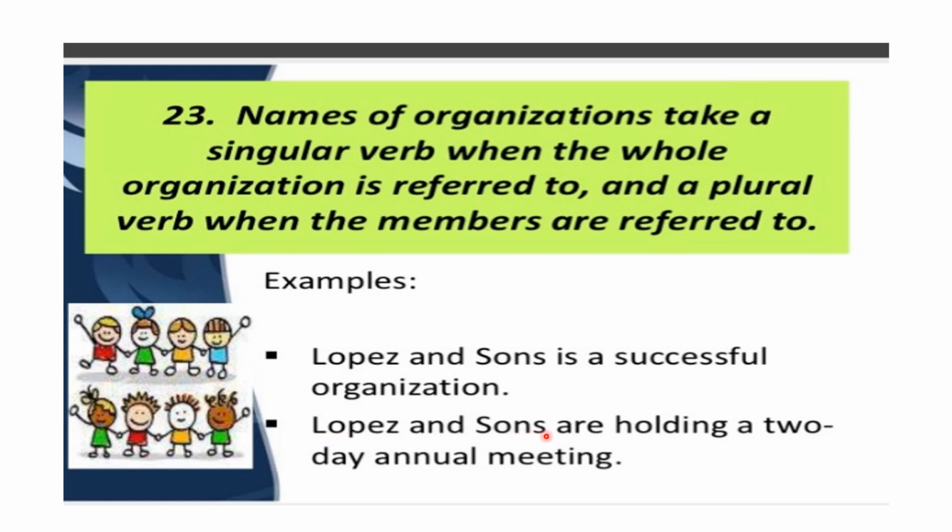Lopez and Sons are holding a 2-day annual meeting. So here the members are referred to, and therefore you will use the plural verb are. Lopez and Sons are holding a 2-day annual meeting. So here it is a whole organization, therefore singular verb. Here when members are referred to, you will use the plural verb.